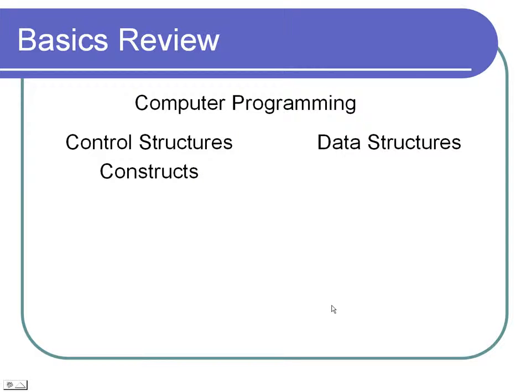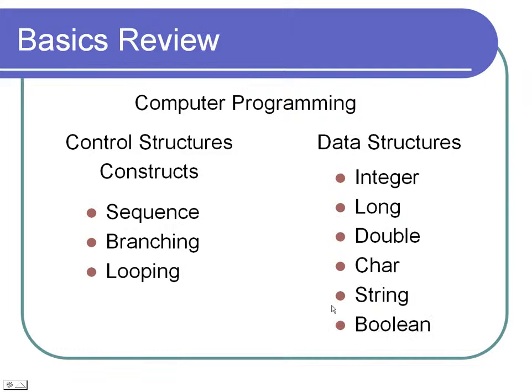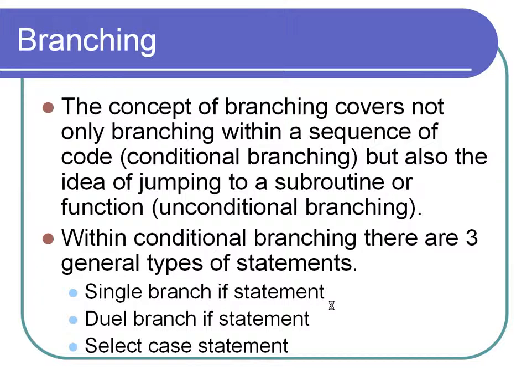In the basic review, we're going to look at what I originally told you, that computer programming is divided into two areas, control structures and data structures. The control structures have to do with sequence, branching, and looping, and we're now in the branching area. The data structures that I'm interested in you learning in this set of programs are integers, longs, doubles, chars, strings, and booleans.